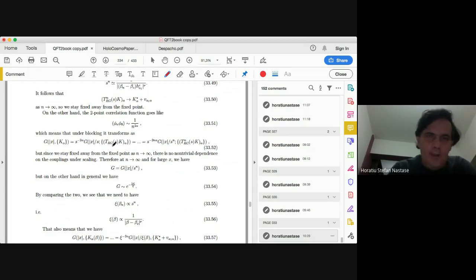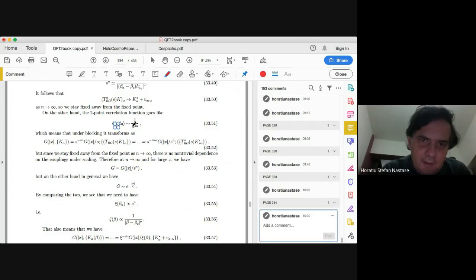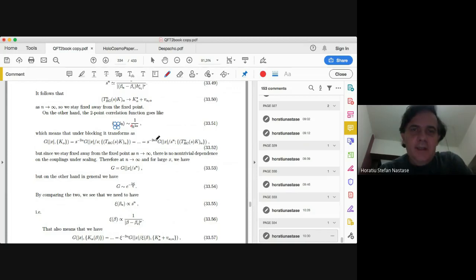But then, if I apply that, now this is confusing. I should have written something else here, m perhaps, because otherwise it gets confusing. But the point is, this goes like the distance over s to the alpha, but since I rescale x, then I rescale the two-point function by s to the minus 2 alpha. So this is one blocking, but then you do n blockings, then you get s to the power minus 2 n alpha.